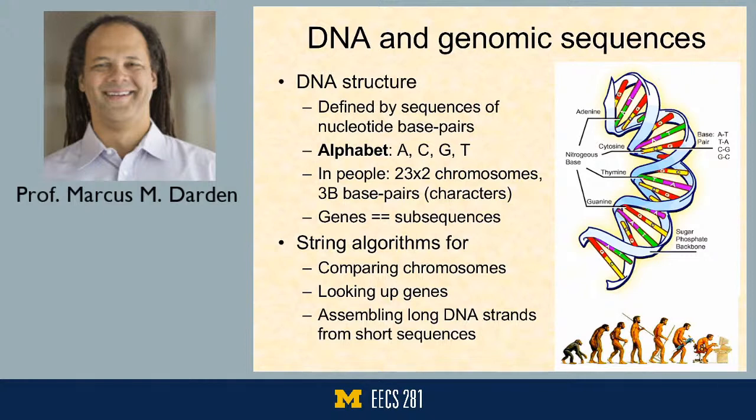Each one of these genes is just a subsequence in there. So you can think of a gene really kind of as like a word in a text or a word in a document. Each one of these genes is a subsequence of the overall DNA sequence. So in that case, we can use these string algorithms to compare chromosomes. We can use them to look up genes. We can use them to assemble long DNA strands from short sequences, to do comparative analysis of historical things and the way things might be going in the future, and all manner of scientific goodness that comes out of DNA and string-based algorithms.